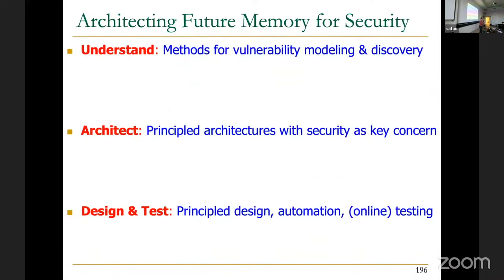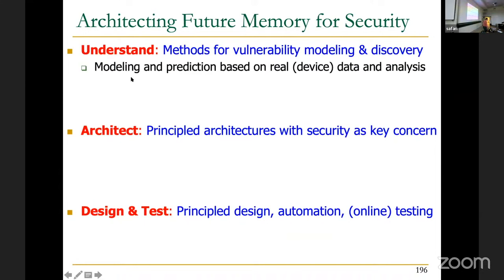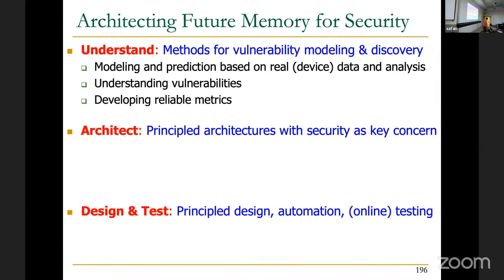But more methodically, at a high level, I think this is a three-step methodology for understanding these issues and solving these issues. We need to really understand what's going on. That's why all of these studies that I mentioned are really important. How do we understand? What are we dealing with? Can we model it? Can we predict it? And we really need real device data and analysis for this, and reliable metrics to really conclude some things out of it. And that's what we've done in the RowHammer research implicitly. I've described a lot of it.